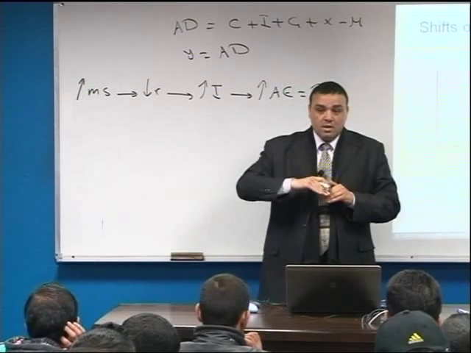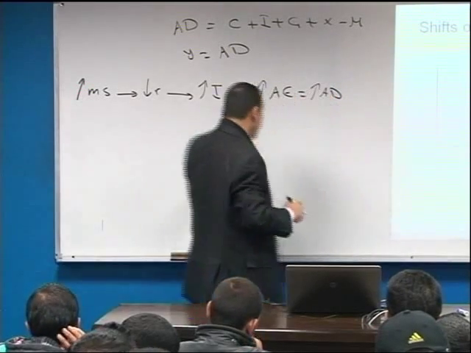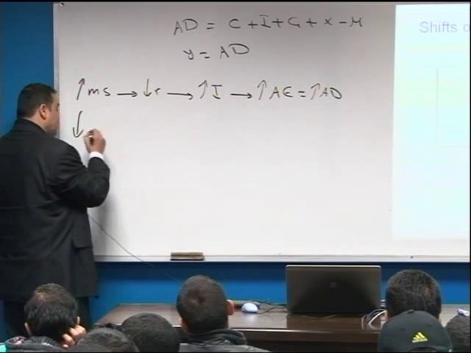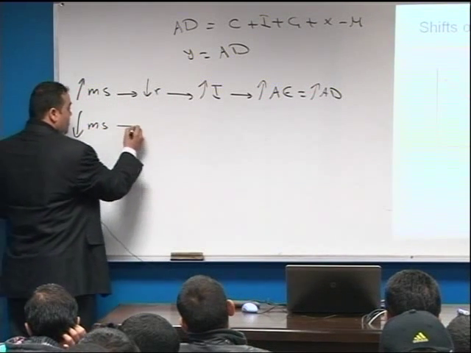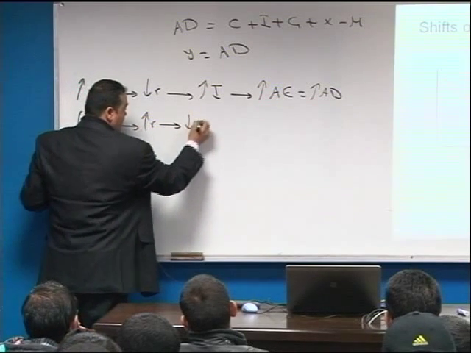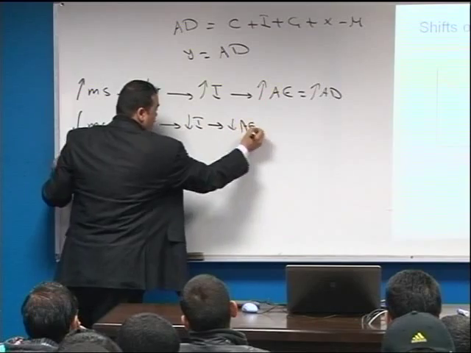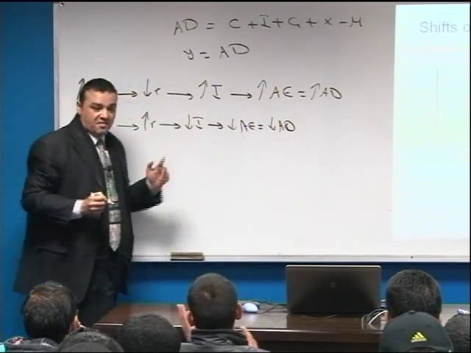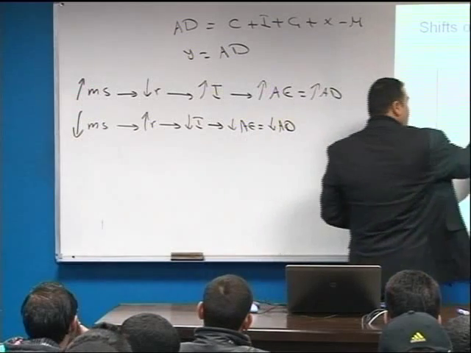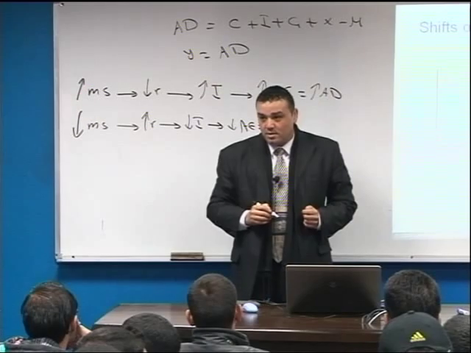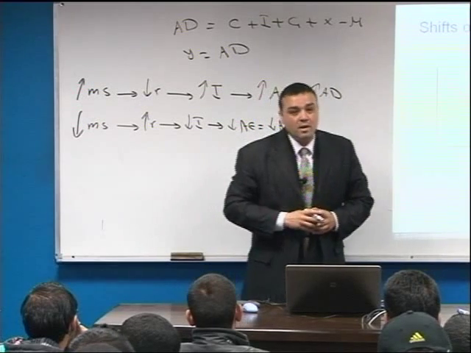And vice versa. If we use a contractionary monetary policy by decreasing the money supply, which leads to an increase in R, decrease in I, decrease in aggregate expenditure or aggregate demand. So there is a leftward shift in the aggregate demand from aggregate demand 1 to aggregate demand 0. Right? What about the fiscal policy?